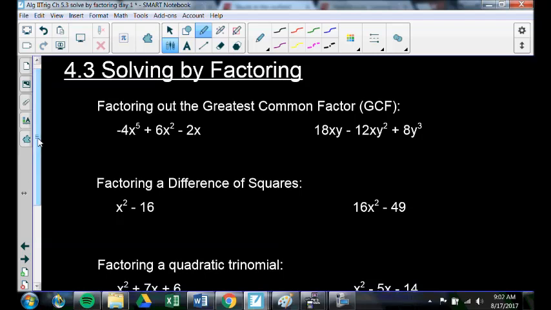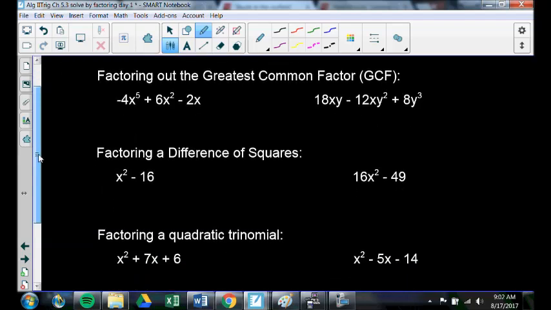Also, this isn't going to be an introduction to factoring. It's something that we've learned before in this class. So if you're here to get an intro to factoring, I'll link some videos that can help you, but this is a review and then talk about solving.